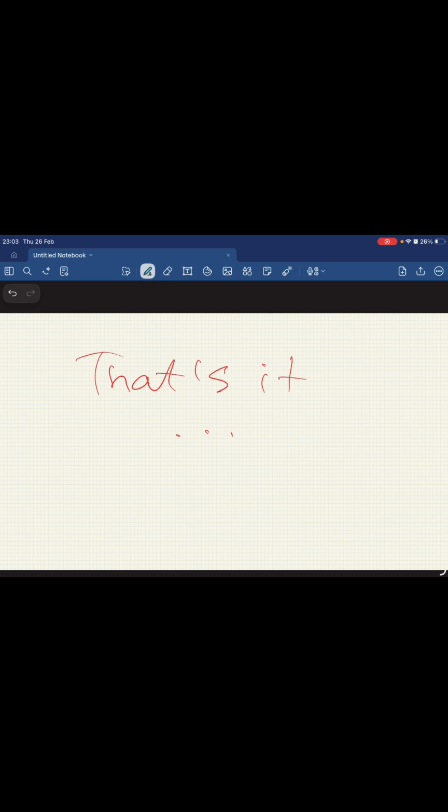Believe it or not, this is the end of the factorizing and expanding section of your algebra topic of GCSE Edexcel Maths.